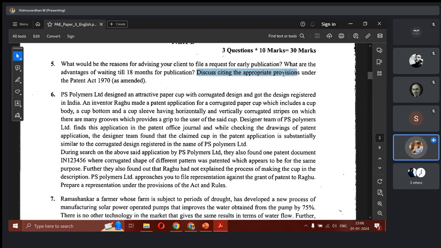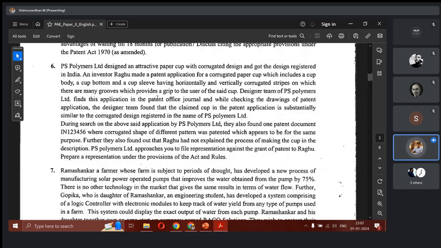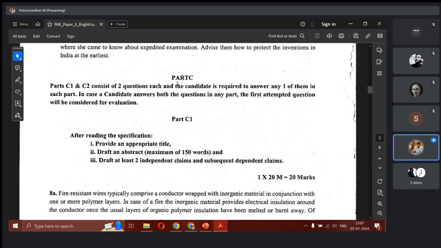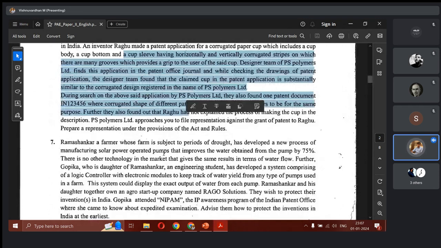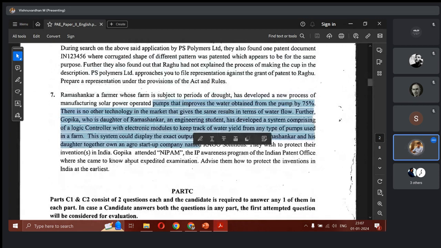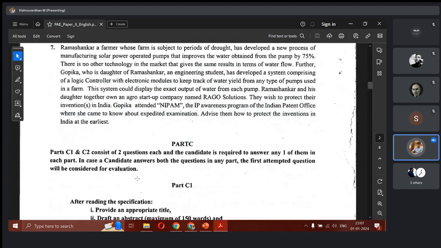So discuss citing the appropriate provisions under the Patent Act 1970. Again, mention the rule, the form, and then the section. Rule, nobody remembers, even I don't remember. Sections, you guys know for publication, it's section 11A, I think, and then form number 9. Pretty much all the questions are like this. I personally do not have the time to go through all of this, but again, part A and part B are the same thing. Part B is again 3 subjective questions based on a case scenario, nothing complex. If we have time, maybe we can look at it over the following week.